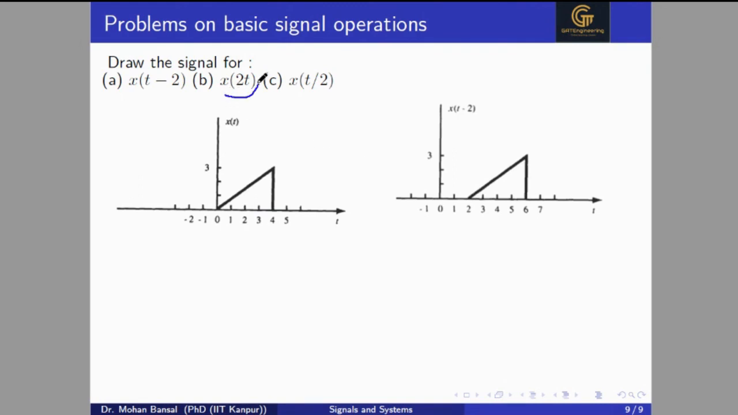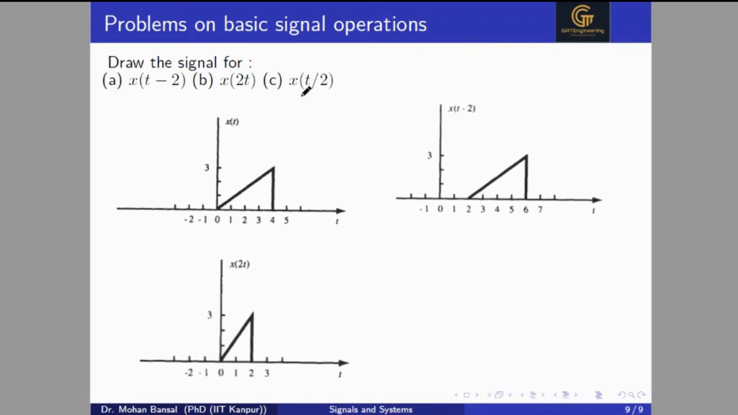Now for x(2t), x(2t) is the compression. It will reduce the width of the signal by a factor of 2. So you can divide by 2 everywhere. So you will get 0, 0.5, 1, 1.5 and 2. So the signal will lie between 0 and 2 in this case. Here you can see the signal lies between 0 and 2.